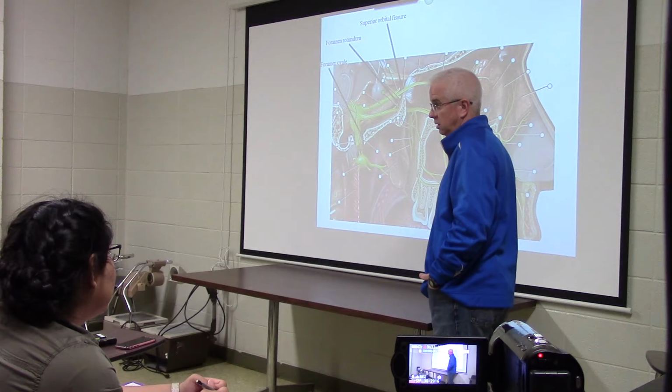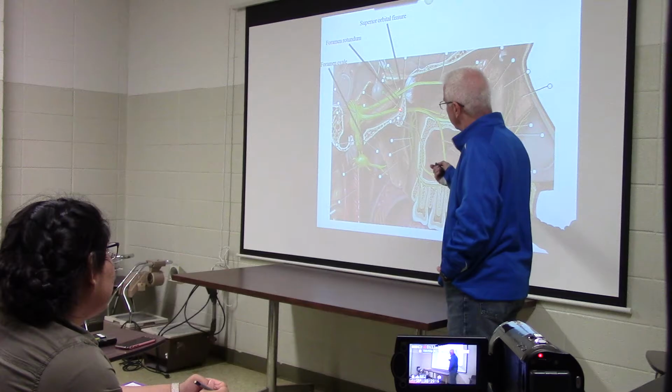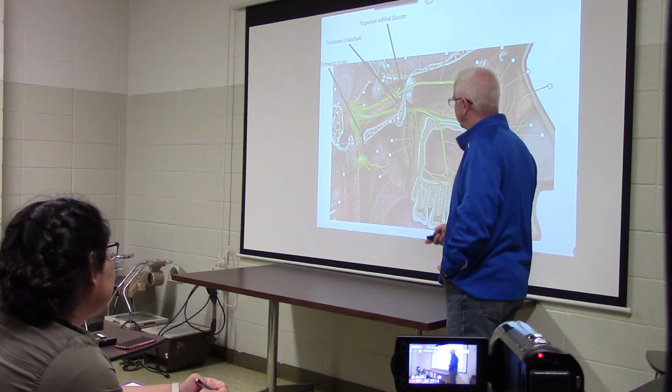It's lateral and posterior, right? It's behind it, exactly. So we learned these before. So there's your ophthalmic, there's your maxillary, there's your mandibular branch of the trigeminal passing through the foramen ovale.